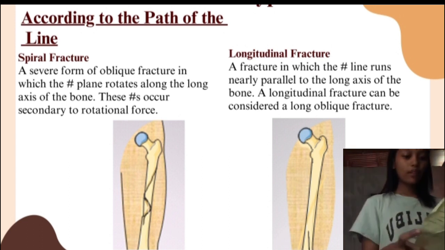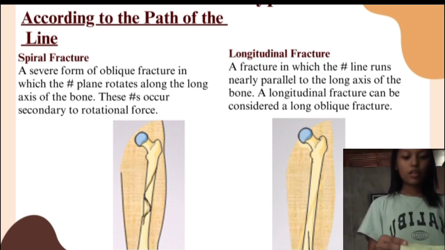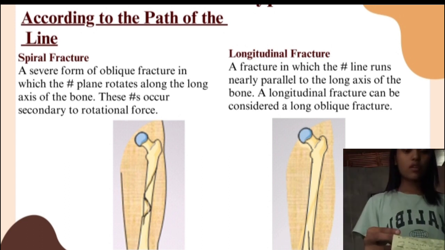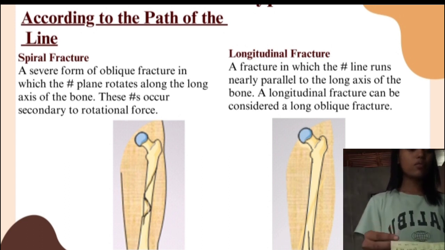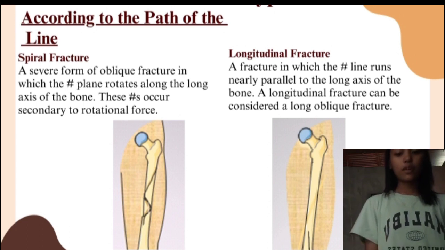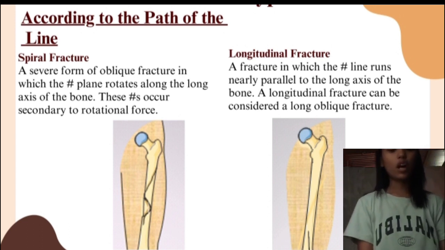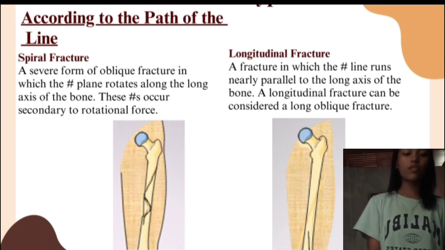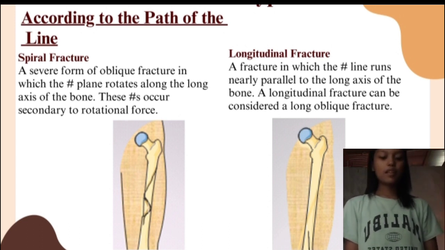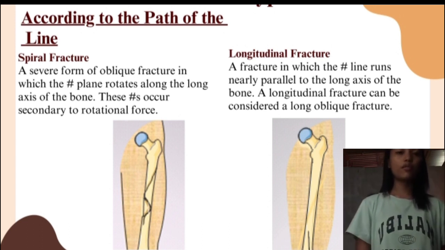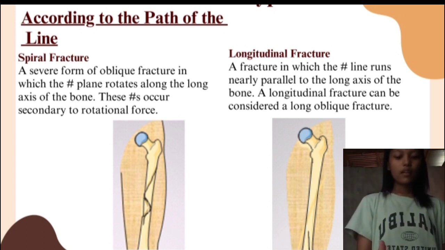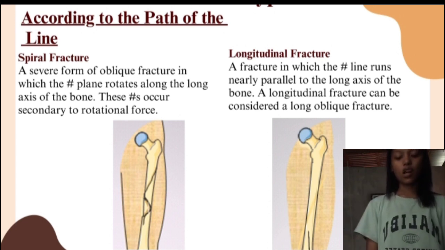So, spiral fracture occurs due to the twisting force on the bone, such as falling and landing on an arm or leg while the foot or hand remains in place. This type of fracture can also result from sudden twisting force. Like in sports injuries and car accidents.